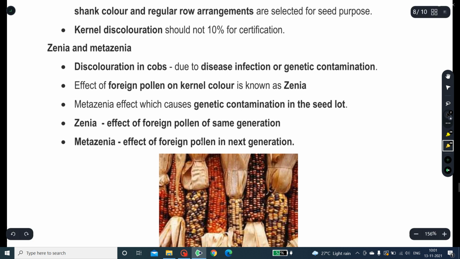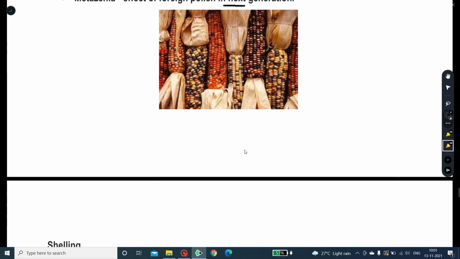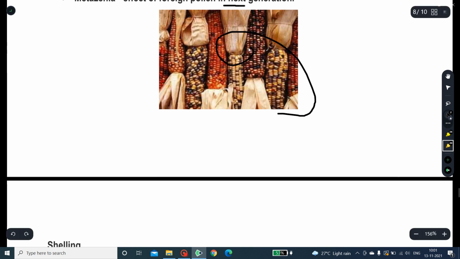Xenia is nothing but the effect of foreign pollen of the same generation, and the effect of foreign pollen in the next generation is nothing but a Metaxenia effect. This is how the Metaxenia and Xenia effects change the color in the cob.